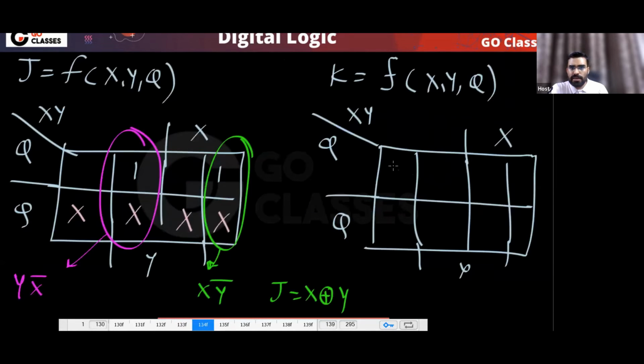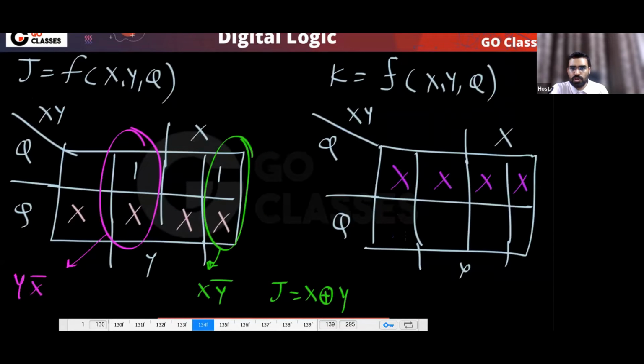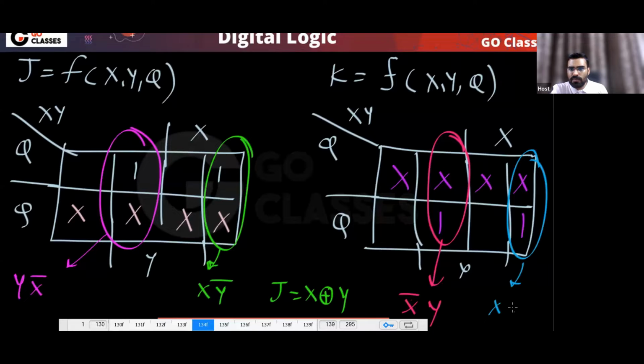So what is k? K is don't care, don't care, don't care, don't care. And where is 1? 1 is for 3 and 5. For 3, 5. 0, 1, 2, 3, 4, 5. Okay, so finally, this will be what? This will be x bar y, and this will be x y bar.